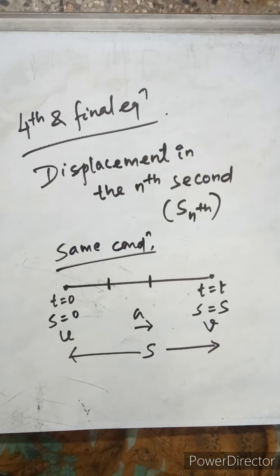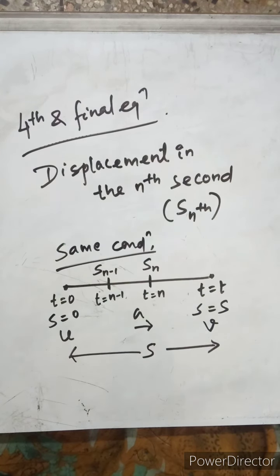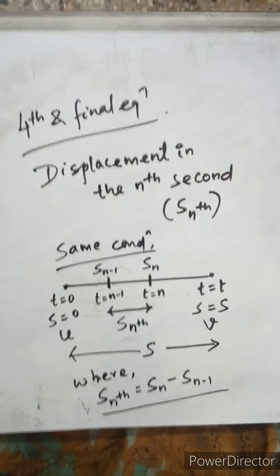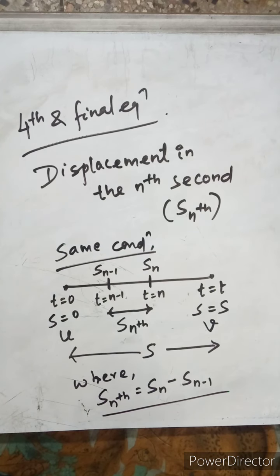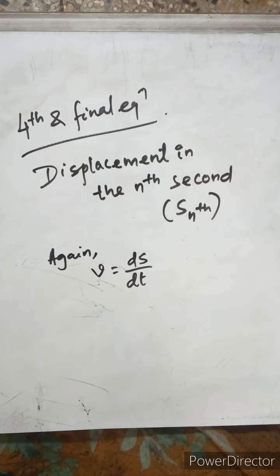Now I consider 2 points where the time is from t is equal to n minus 1 to t is equal to n, that is the nth second, where the positions I have marked as s suffix n minus 1, and s suffix n. So that distance from s n minus 1 to s n is equal to s nth. So s nth is equal to s n minus s n minus 1, that is the final position minus the initial position. Remember this, we'll be needing this later.